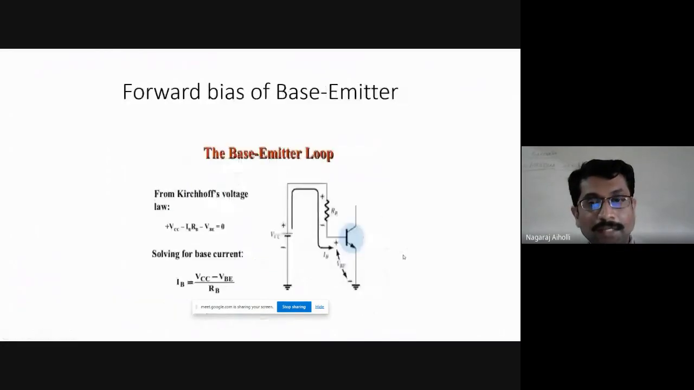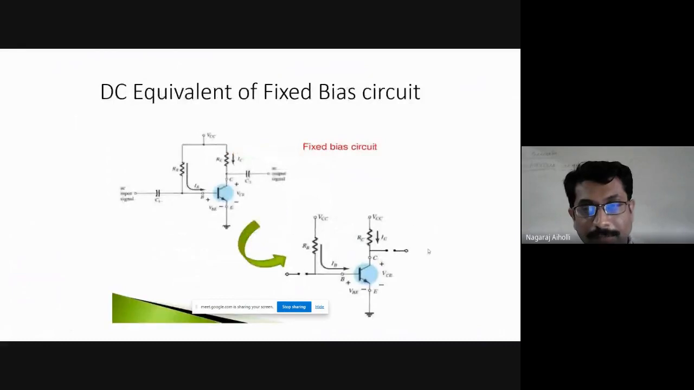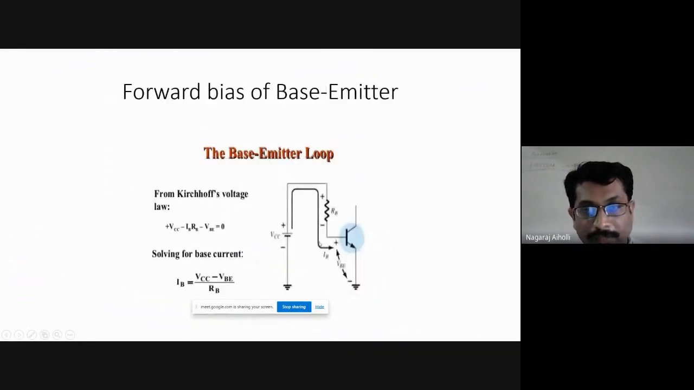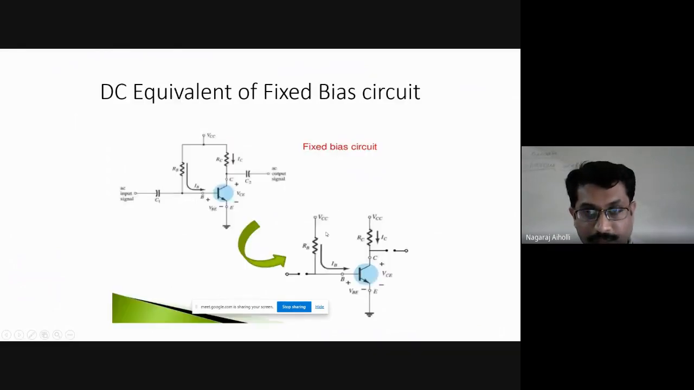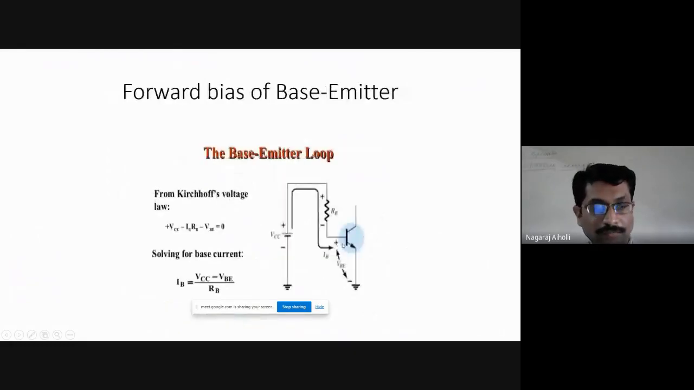Now let us apply the analysis here. First we will consider the base to emitter loop, this loop. This is VCC, base terminal and emitter terminal. If I consider this base to emitter terminal, the transistor looks like this. I am considering only the input portion, from VCC to resistance RB, IB, VBE, emitter, ground. When I consider the input portion of the circuit, let us write the equation for it. So what will be the equation?